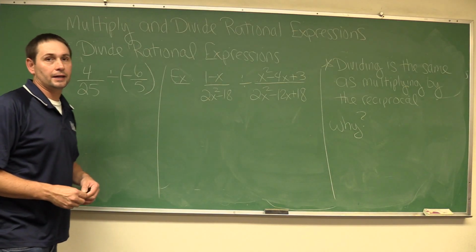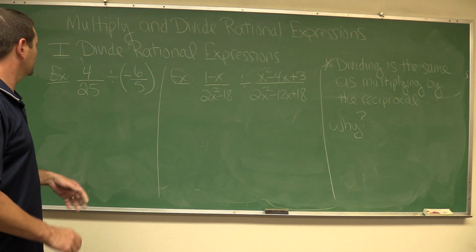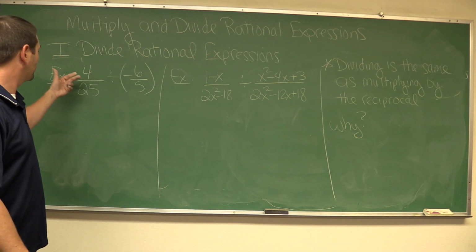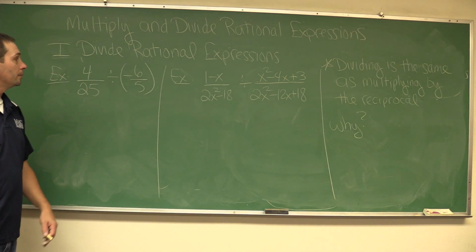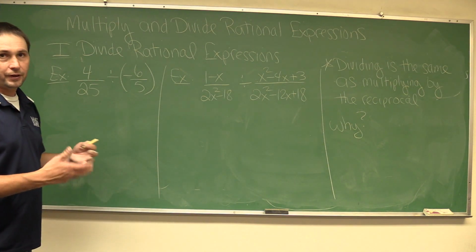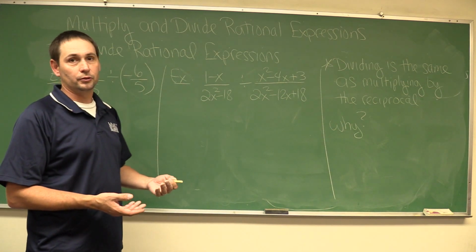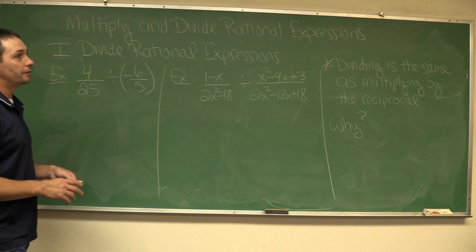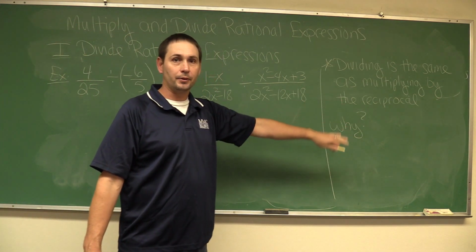Now we will look at dividing rational expressions. And so the first example I'd like to look at is a numeric example. I have 4 over 25 divided by negative 6 over 5. If you ever see division of fractions, you may remember this: you want to flip the second one and multiply. So dividing is actually the same as multiplying by the reciprocal of the denominator.